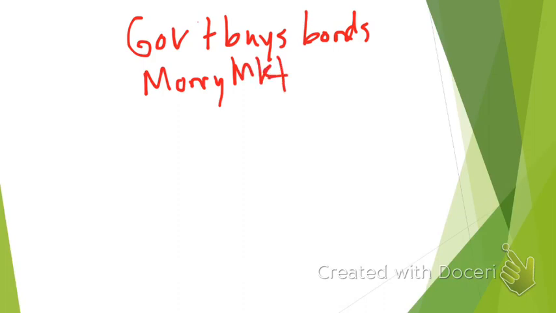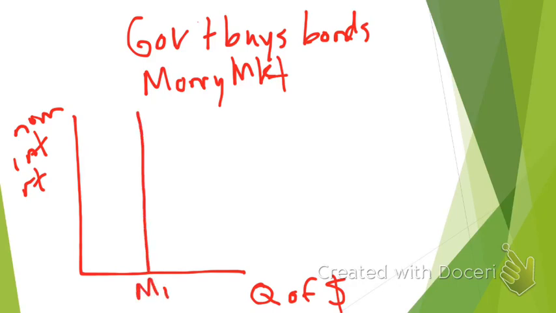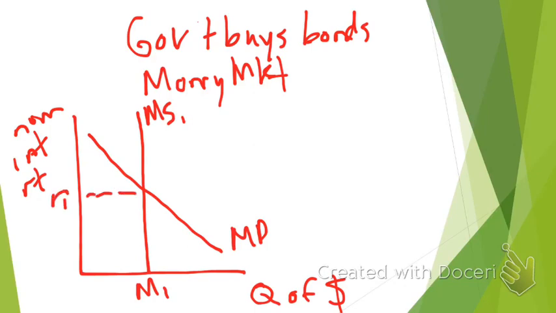And so we have the nominal interest rate on one axis, quantity of money on the other, and we start out with M1. That's the money supply 1 curve. Money demand, that can be a straight line or curve, right? Yeah, we can draw it like this. Money demand. Okay, and we have R1, right?